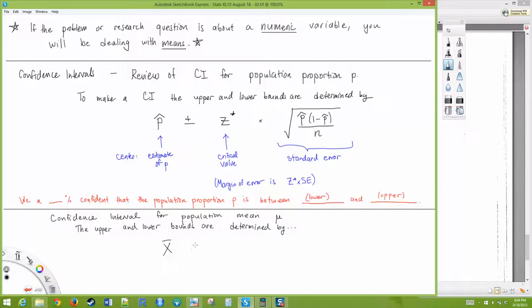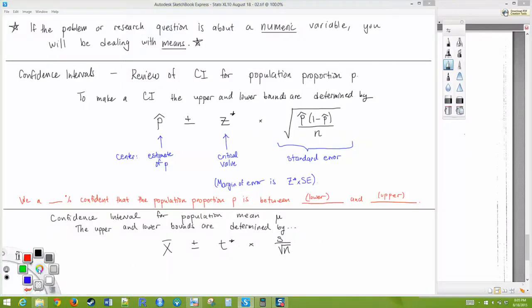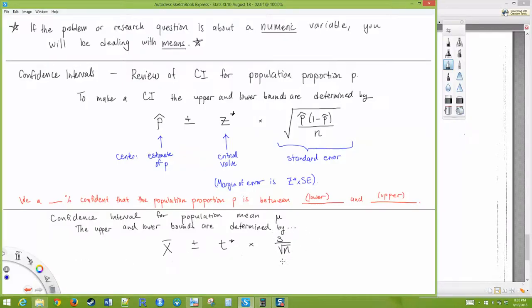X bar, okay? And then I'm going to do plus or minus, and I said Z, you always use Z for the population proportion, for proportions, and instead for means you always use what? T, right? So we're going to have X bar plus or minus T star, and then I'm just going to put this quantity, but what do you think this quantity is called? S over the square root of n. This is the standard error, okay?